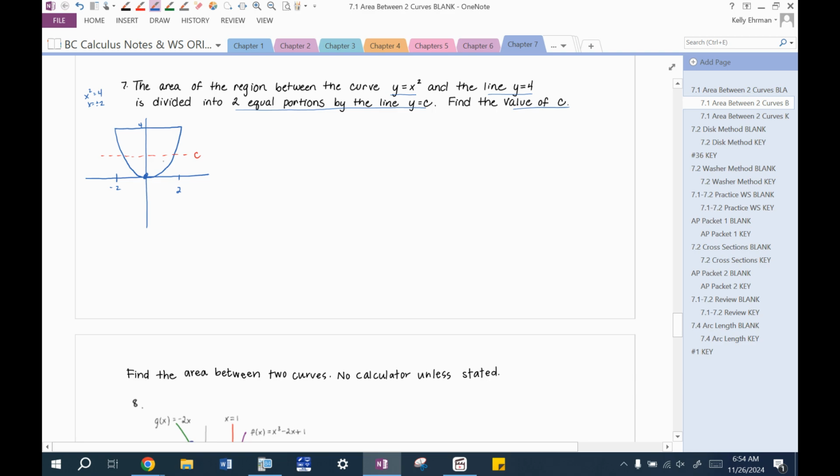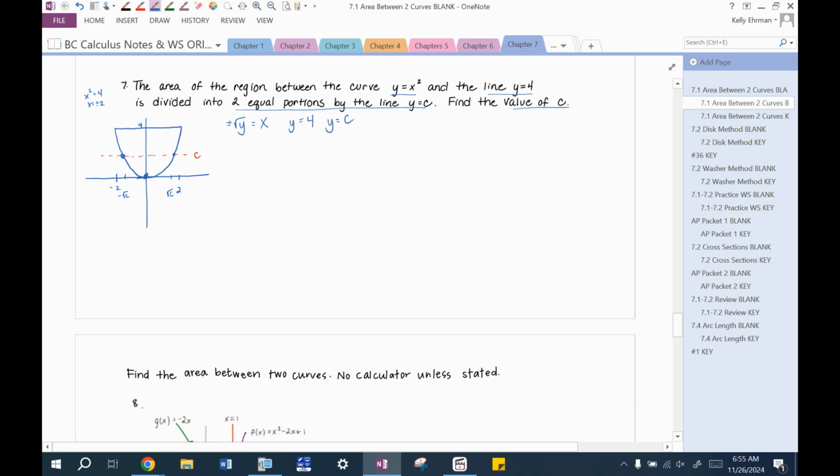I think that might be easier to go horizontally, because otherwise these x coordinates are negative radical c and radical c, and I don't really want to do an area like that in terms of x. So how about we do that? Let's change everything to be in terms of y. So instead of y equals x squared, it's x equals plus or minus radical y. And then we have y equals 4, and we have y equals c.